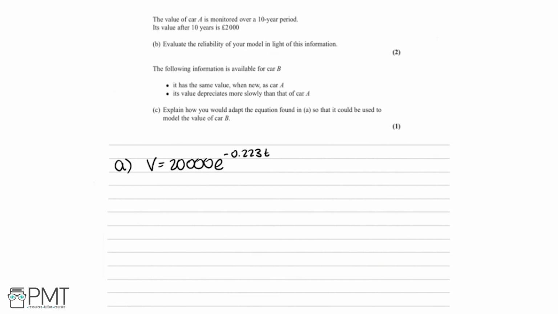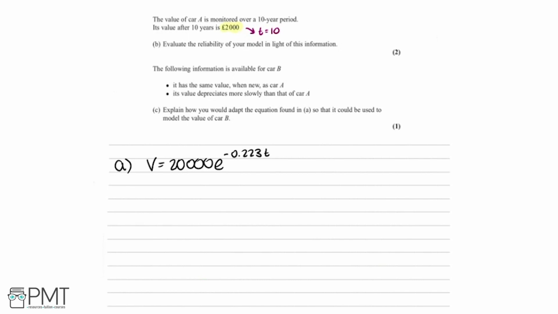It says the value of car A is monitored over a 10-year period. Its value after 10 years is £2,000. And part B says we need to evaluate the reliability of our model in light of this information, for 2 marks. So first you're going to see that it's a value after 10 years, so we're going to need to look at when T equals 10 because T is measured in years.